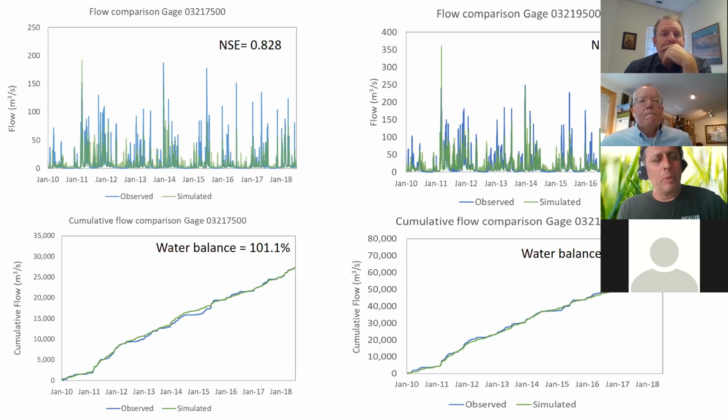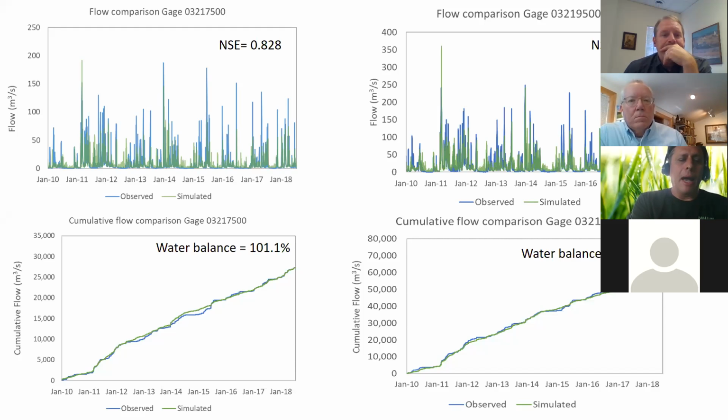But down below, I show the water balance. For that first one, on the left-hand side, the upper part is the daily flow, and the bottom part is the cumulative flow. So what we do is look at, for example, in this case, from January 2010 to December 2018, the flow for every day, not the average, but the daily rate at the top.